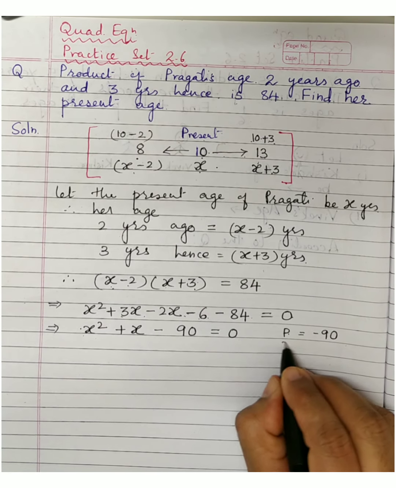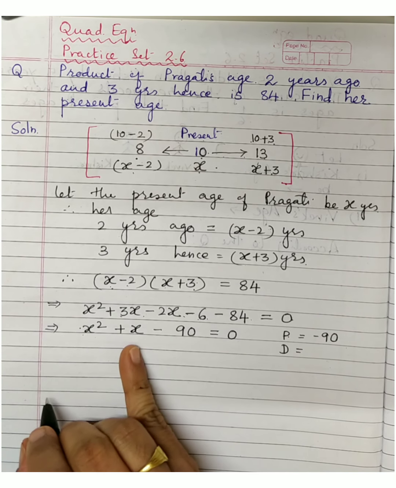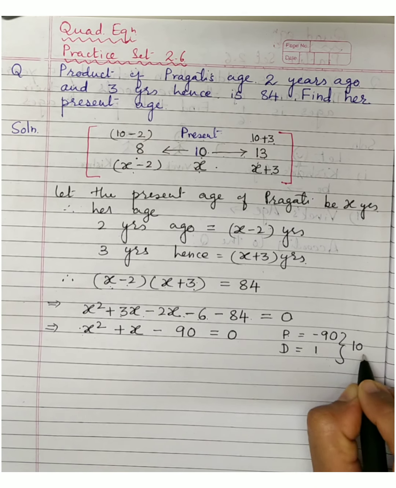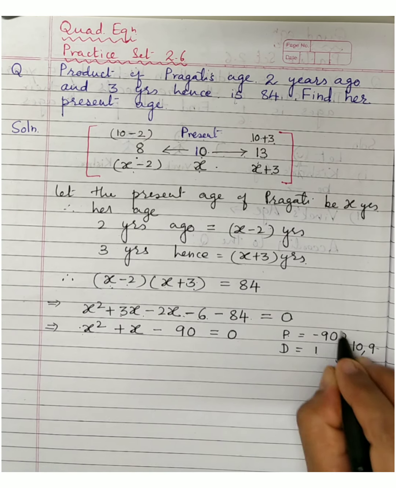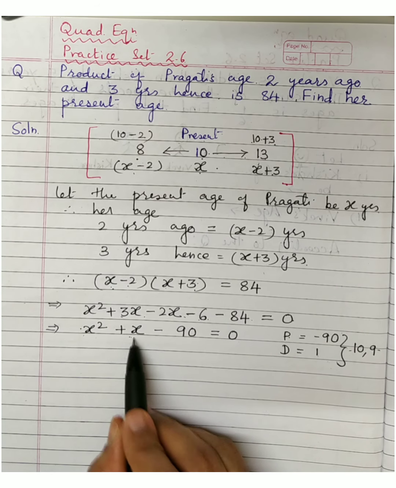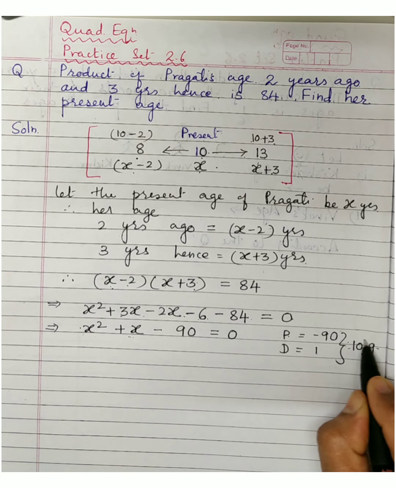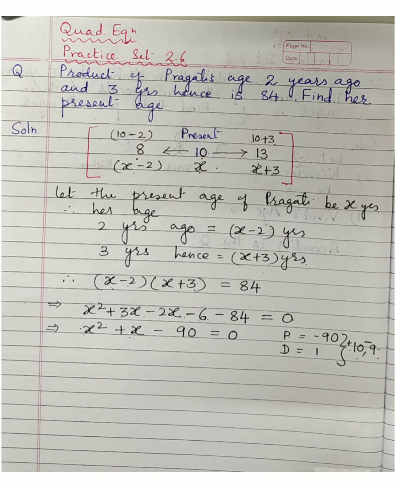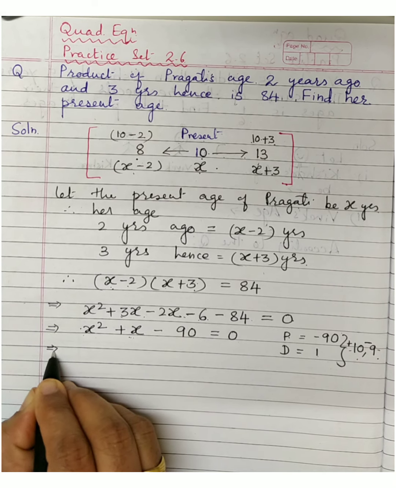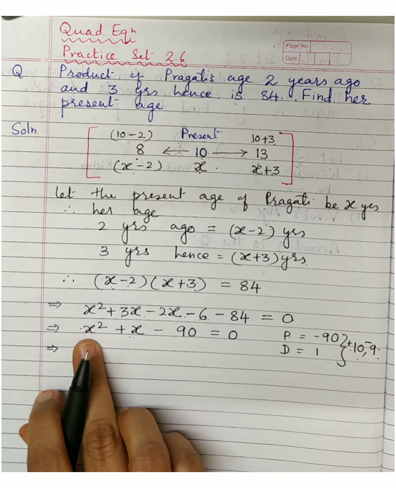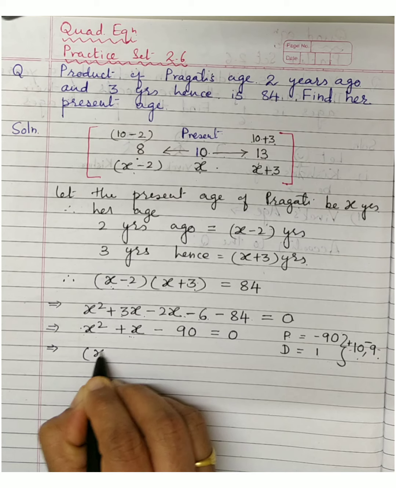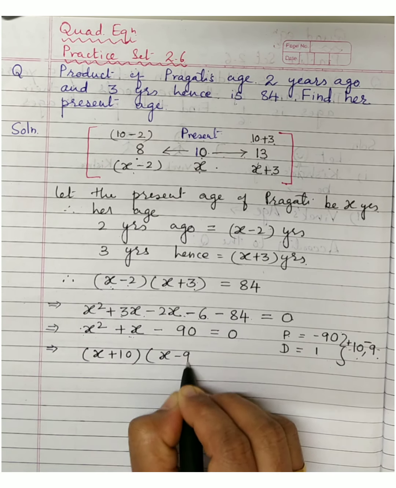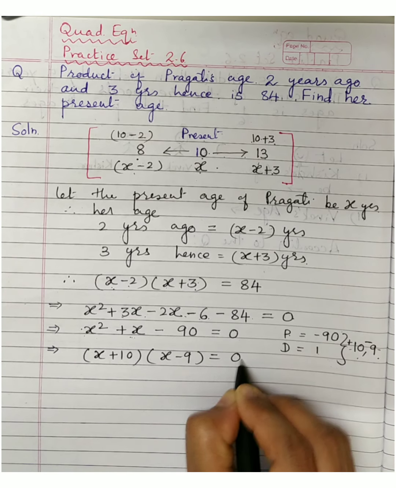Product is negative, so what are we finding? Difference. Difference is what? Coefficient of x, that is 1. Very simple numbers they are, 10 and 9. 10 nines are 90 and 10 minus 9 is 1. Now what is the sign of the middle term? Plus. So 10 will be positive and 9 will be negative. Plus 10 and minus 9 are the factors needed. Write the factors directly. X square's coefficient being 1, you write x plus 10 into x minus 9 equal to 0.